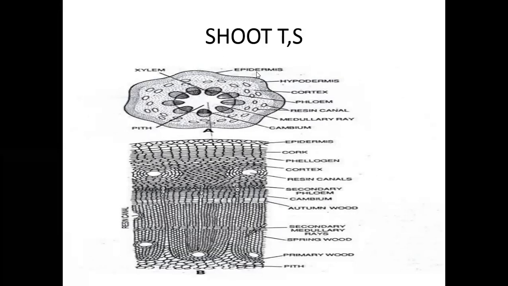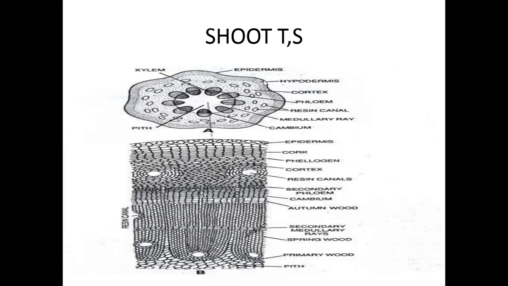One is epidermis, second one is cortex, third one is stele. The epidermis is the outer layer. It is made by rectangular parenchyma cells. It protects the inner parts and gives a perfect shape to the shoot.